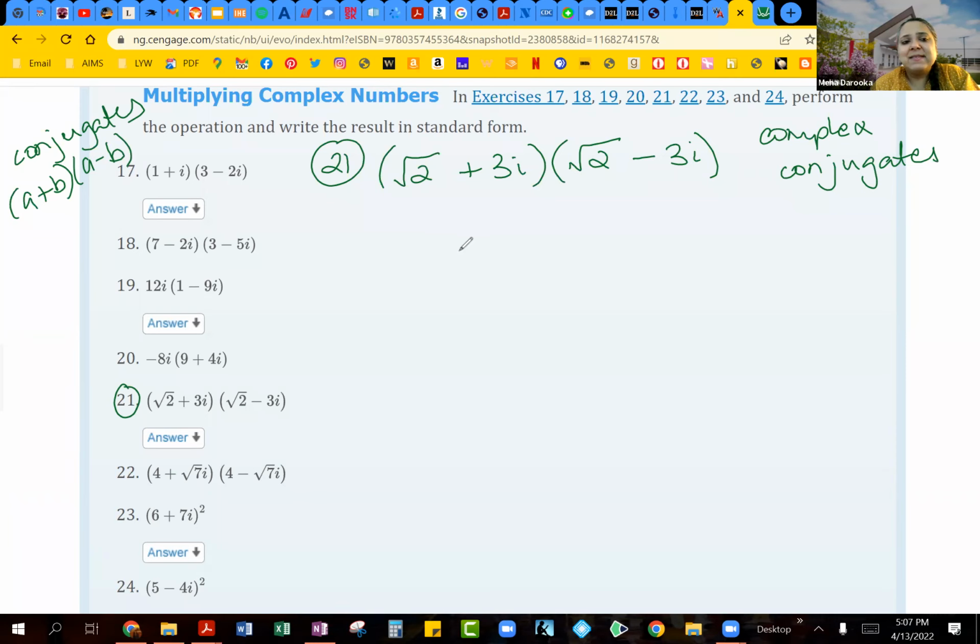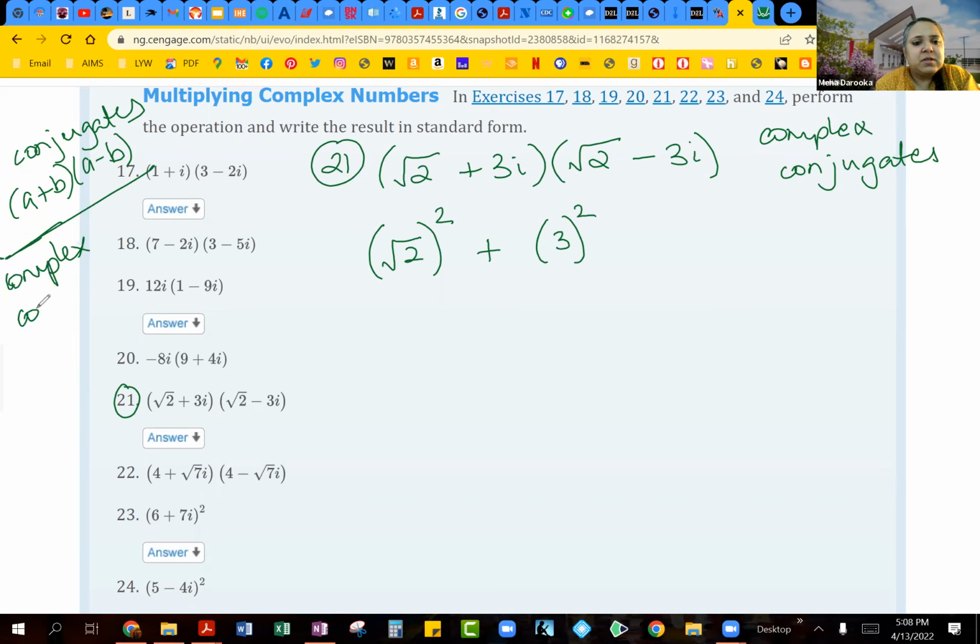So in this case, remember, this will come down to where you take the square of the first number plus the square of the second number. And you literally don't even have to include the i in this case. So for your complex conjugates, when you are multiplying a plus bi with a minus bi, they turn into a squared plus b squared. So that's the formula we're using.